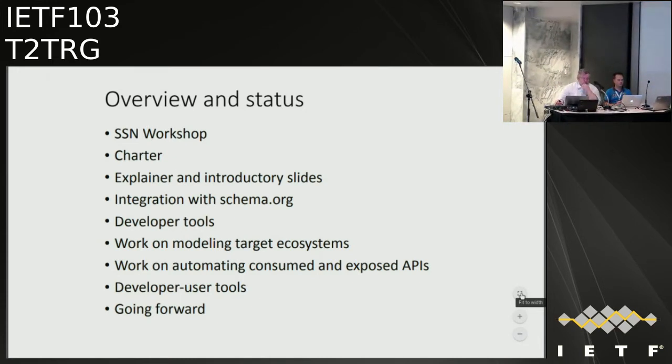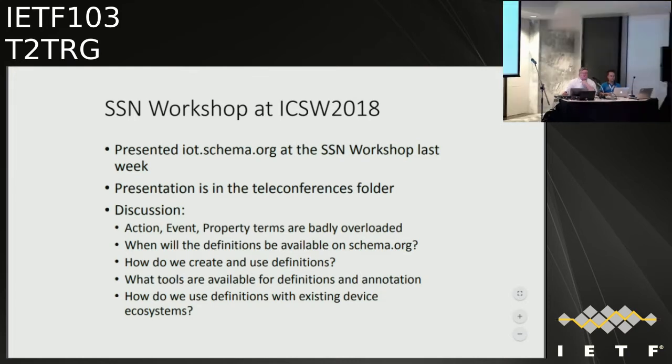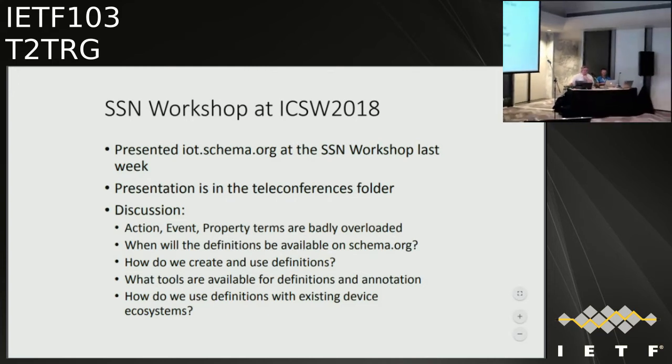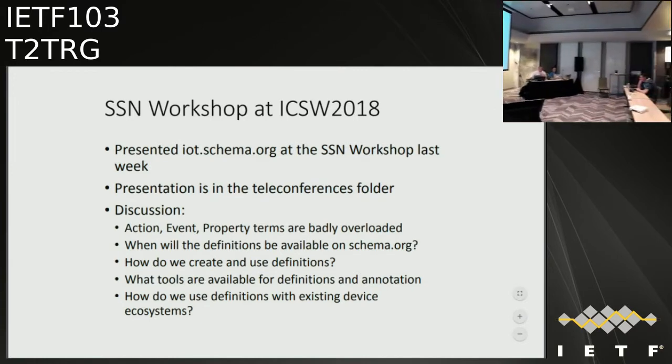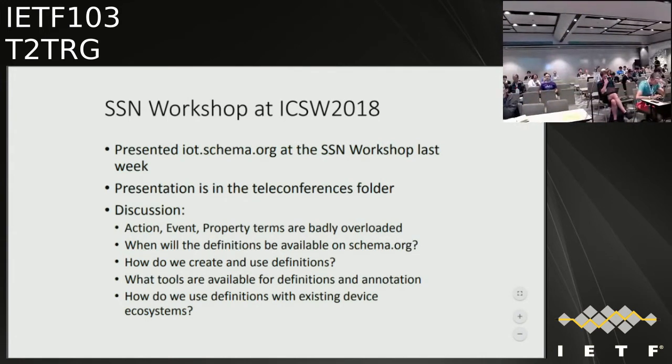We participated in a workshop that was held in conjunction with the Semantic Web Conference. That was an SSN workshop. I have summarized the presentation at the end, and it's also, I think, in our teleconferences folder of IoTschema.org. What we learned was that the terms we're using for action, event and property are overloaded. They all already have other meanings, but when we took care to explain what we meant, in terms of these being types of affordances on connected things, then they understood that. But we need to resolve the terminology issue, which is a good thing.